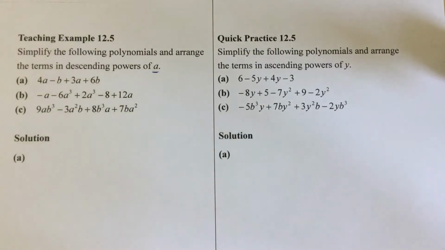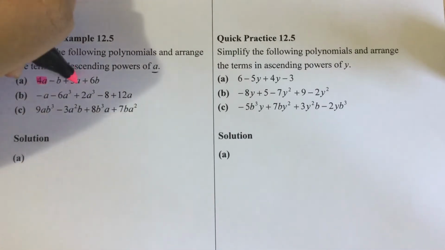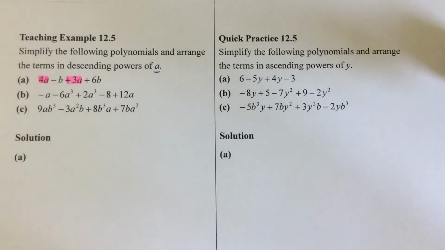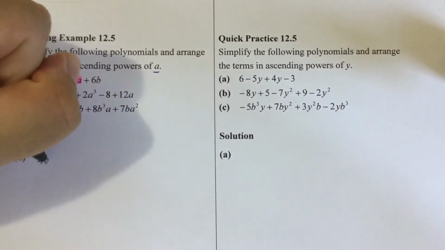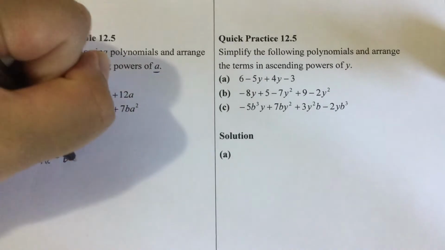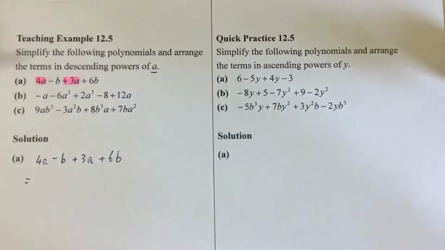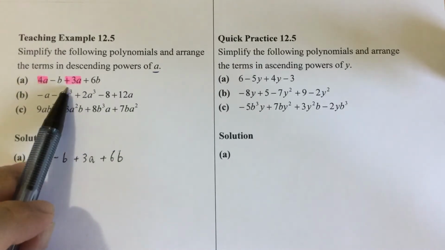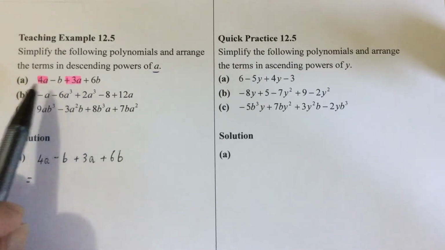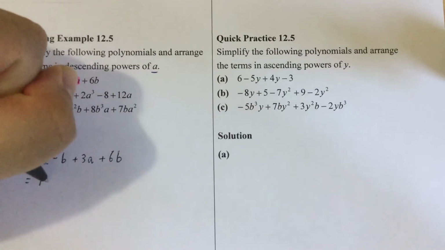Okay, now let's do part A first. You will see the first terms: 4A minus B plus 3A plus 6B. So we highlight the like terms first. 4A and 3A are like terms. So why don't we copy the question first? Plus 3A plus 6B. Then we add them together, 4A with 3A. This one has more A, so we do it first. 4 plus 3, that is 7A.